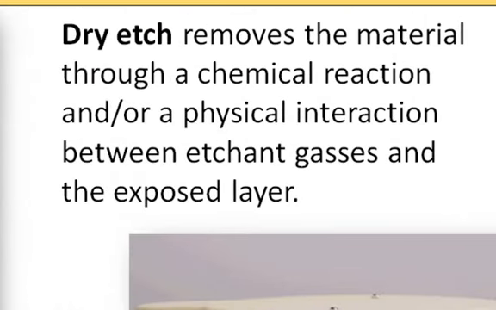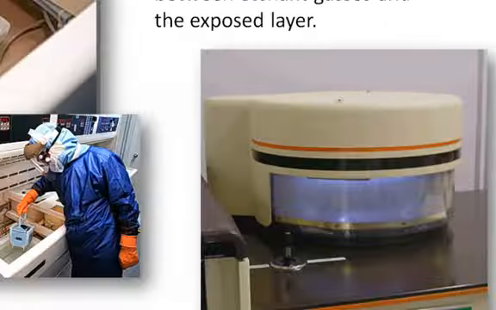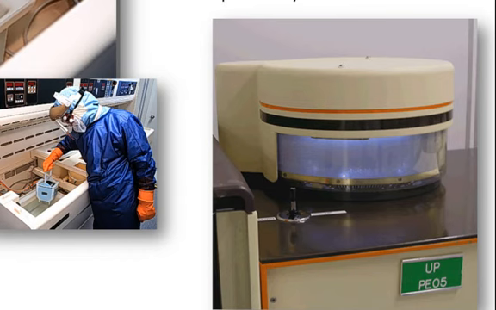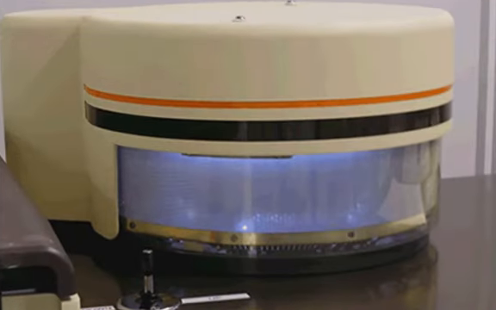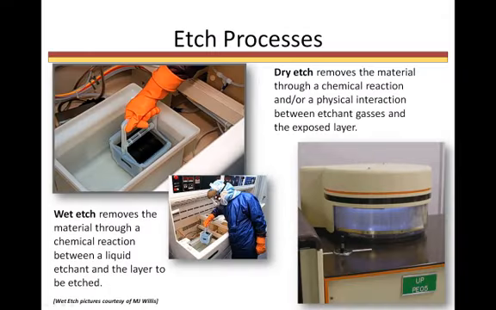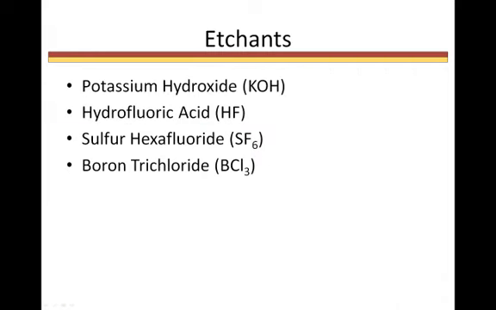Dry etching removes the material through a chemical reaction or a physical interaction between etchant gases and the exposed layer. Dry etch processes require expensive, high-energy plasma systems, such as the one shown here. In a dry etch process, the plasma is struck, causing the molecules of the etchant gas to experience high-energy collisions, forming positive ions and free radicals. Each of these particles has a definitive purpose in the etch process, and we'll be discussing this in Part 2 of etch processes.